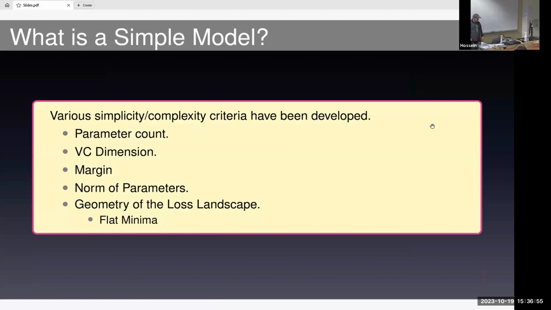In the course of evolution of machine learning, various measures of complexity have been introduced, as simple as counting the number of parameters, because the more parameters you have, the richer the model is, so it can fit more data. Or classic results like VC dimension or margin, if you have heard about SVM, especially norm of parameters, and so on and so forth. The list can go on and on. But one of them, which I would like to talk about today, is the geometry of the loss. That also can characterize the complexity of the solution that you have found.